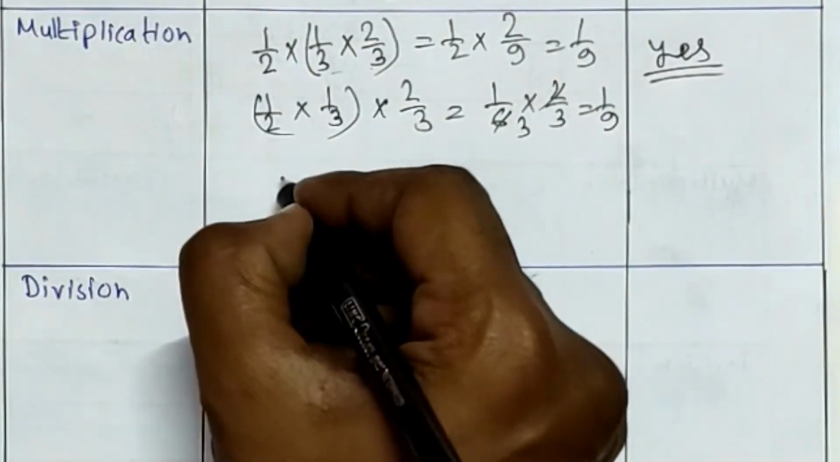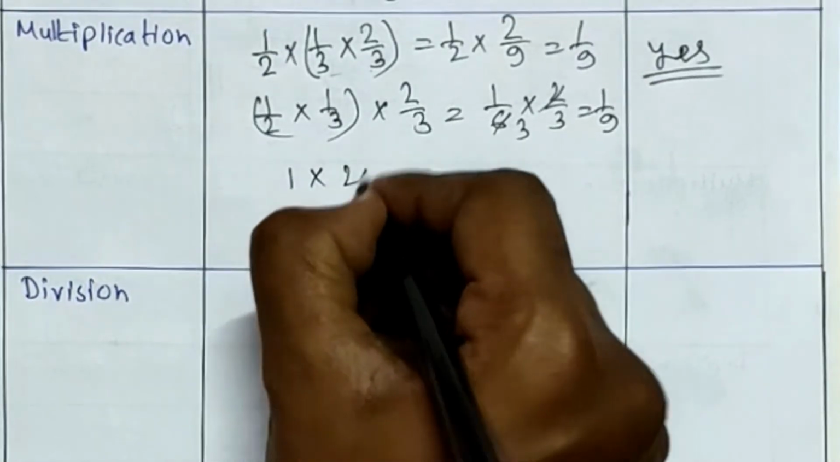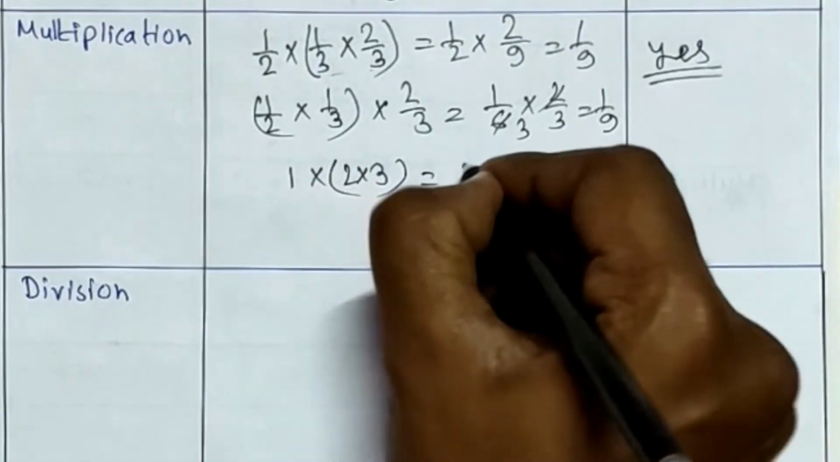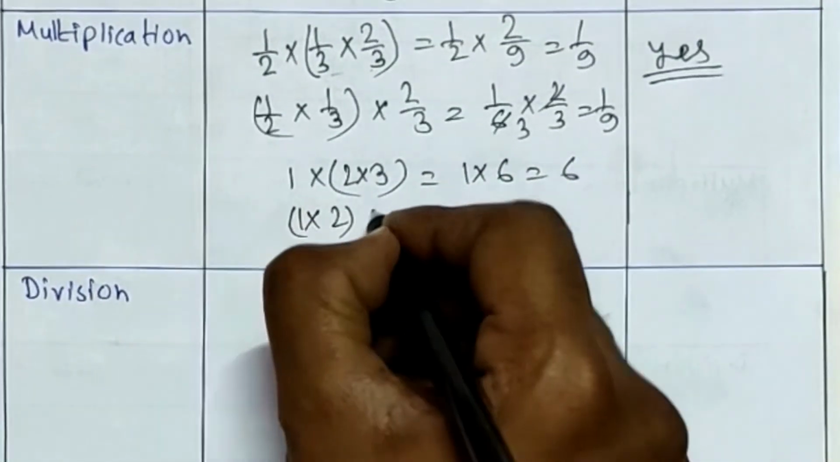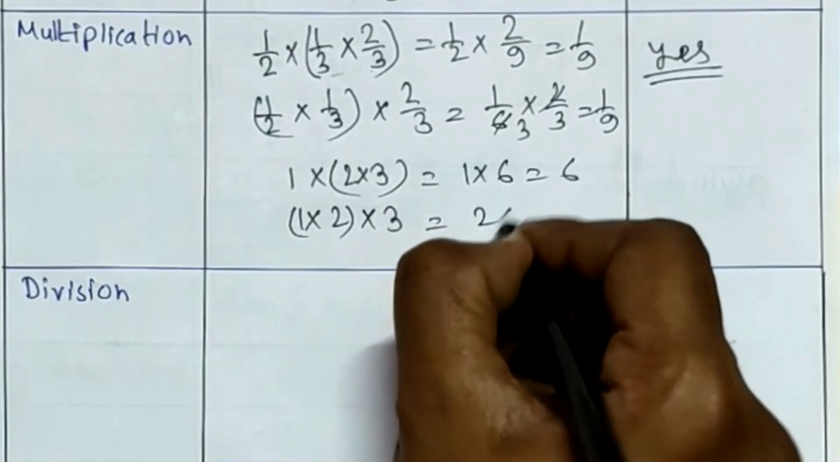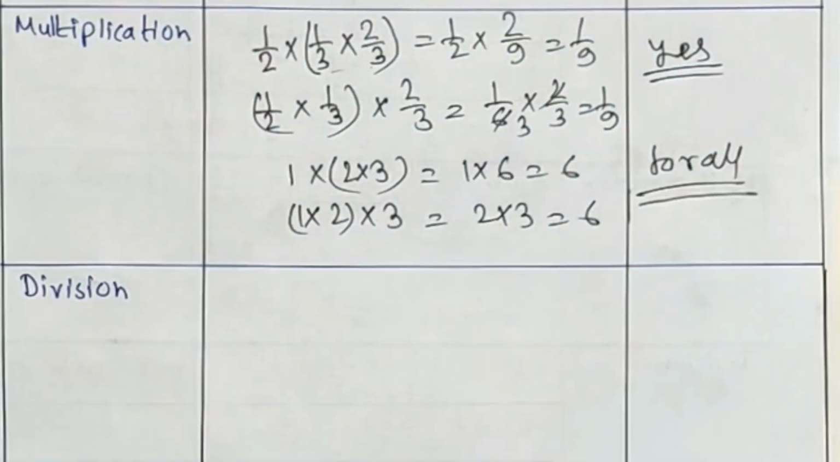What will happen for all the other numbers? For example, we are taking 1, 2 and 3 very simply. 1 into (2 into 3) gives us 1 into 6, which equals 6. Taking the order as (1 into 2), then 3, this will give us 2 into 3, which is also 6. So all the numbers are associative under multiplication.